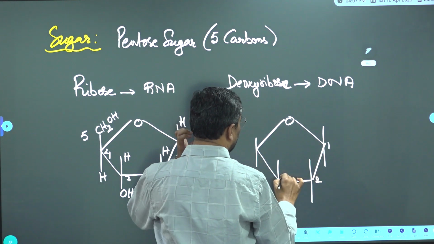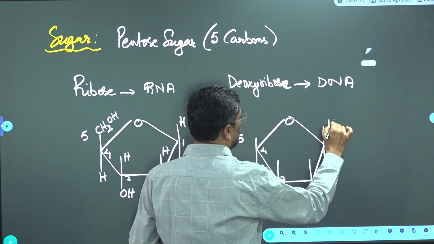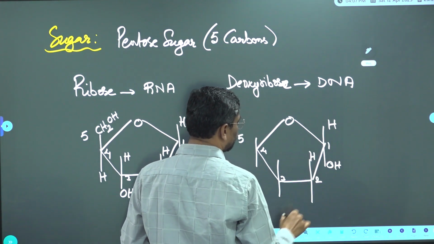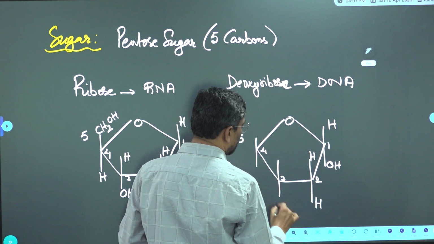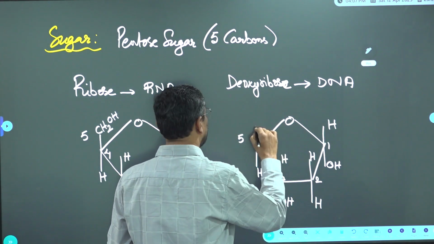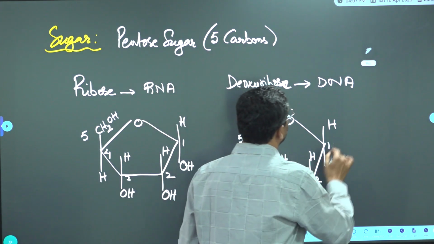First, second, third, fourth and fifth carbon. Here H, OH, H, OH, H, CH2OH. This is the structure of deoxyribose.